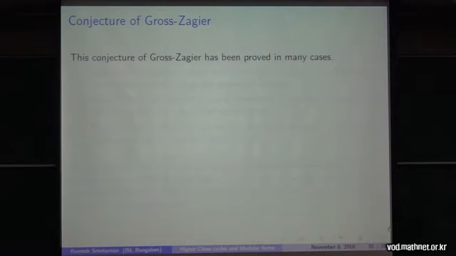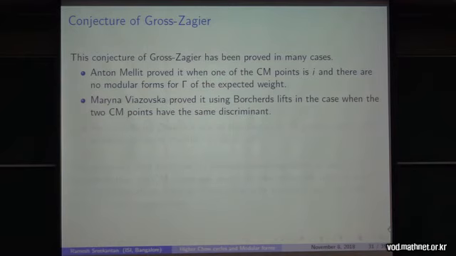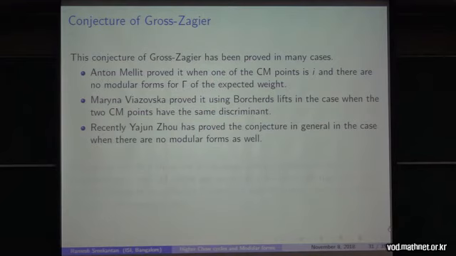Okay? So this Gross-Zagier conjecture is proved in many cases. Mellet proved it when one of the CM points is i and there are no modular functions of weight for gamma of the expected weight. Marina Viazovska proved it using the Borcherds lift in the case when there are two CM points, when the two CM points are the same discriminant. And Yajun Zhou proved it in general in the case when there are no modular forms.